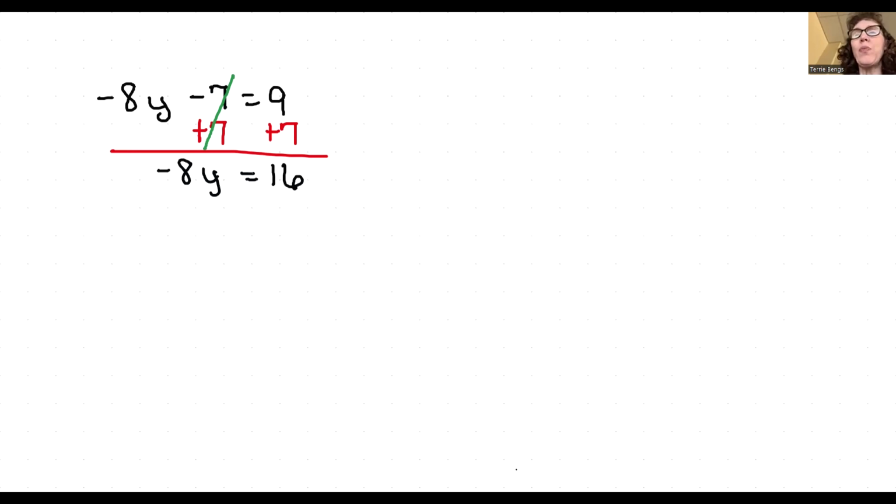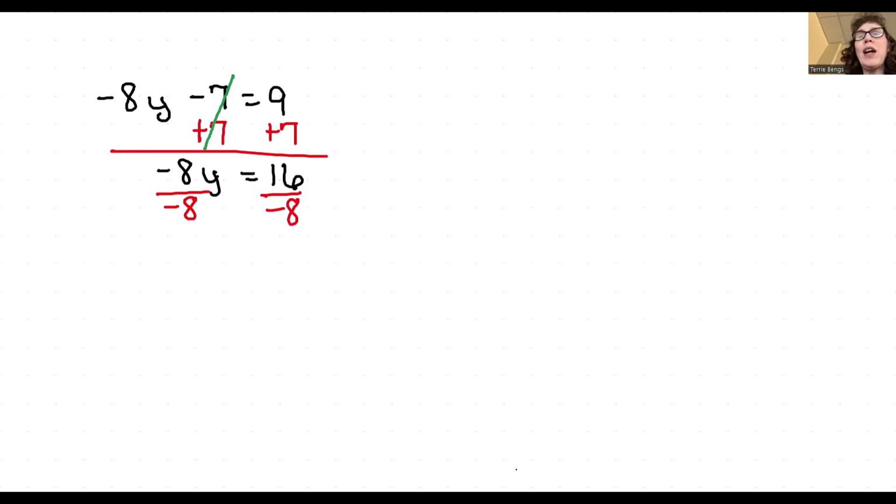Now we look at this and we say we still have a negative 8 in front of our y. Well, if you remember, if we have a number that is right next to a variable, which is a letter, if they are side by side, that is multiplication. So the opposite of multiplication is division. We are going to divide by a negative 8. And when we do division, we must divide with that negative as well. Do not lose that negative as you come across. And so we'll divide the other side by the negative 8 as well.